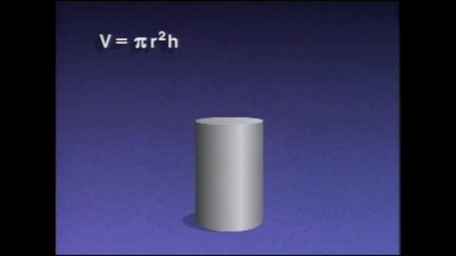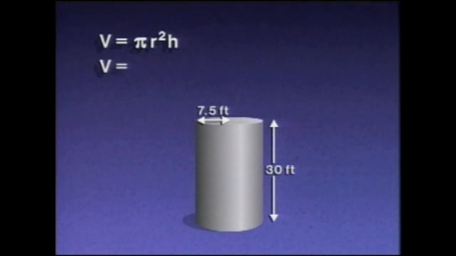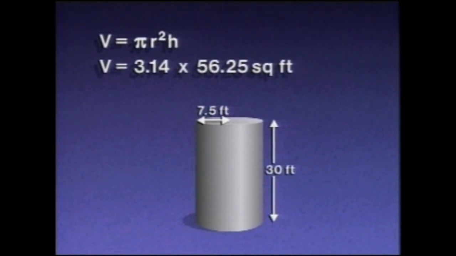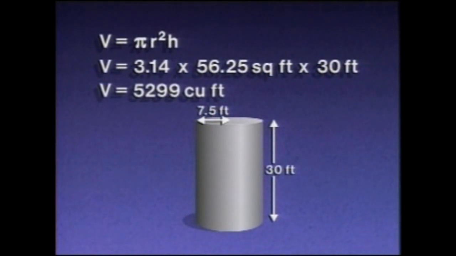To find the volume or capacity of a cylindrical storage tank that has a radius of 7.5 feet and a height of 30 feet, first substitute the numbers in place of the letters and symbols in the formula. Pi is the constant 3.14. R, the radius, is 7.5 feet. 7.5 feet squared is 56.25 square feet. H, the height, is 30 feet. 3.14 times 56.25 square feet times 30 feet equals 5,299 cubic feet, rounded to the nearest cubic foot.